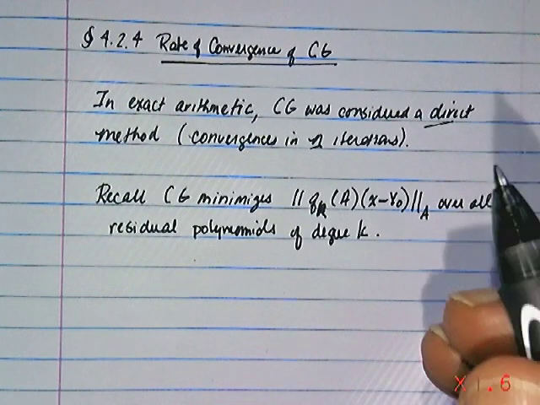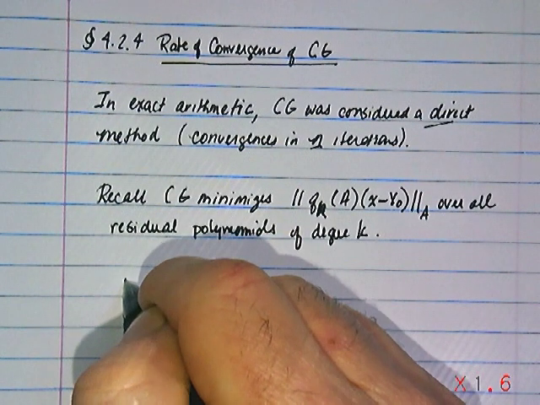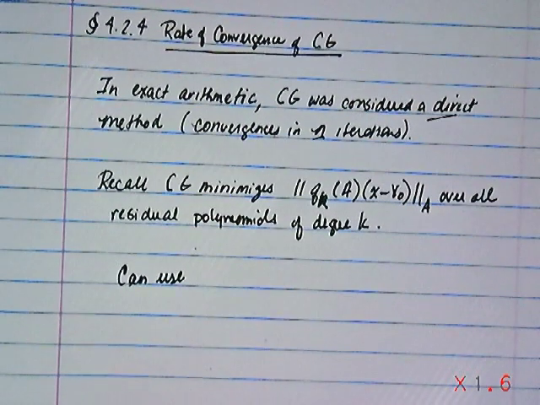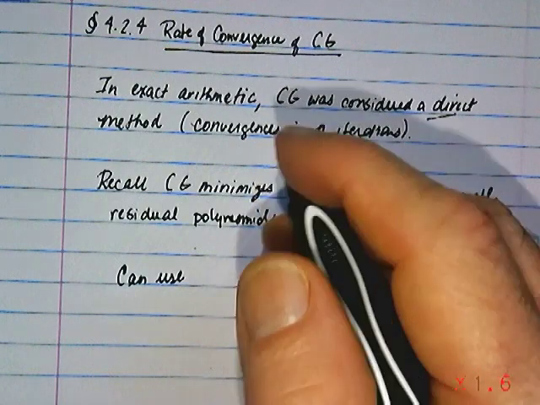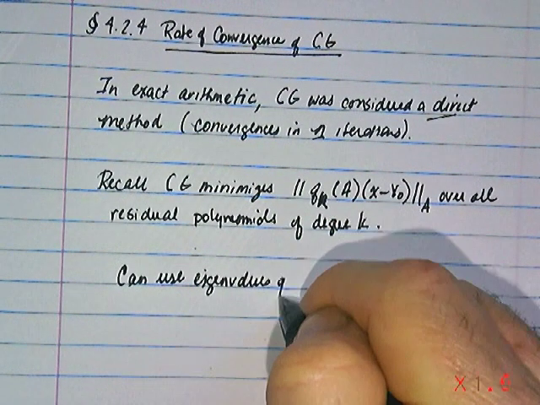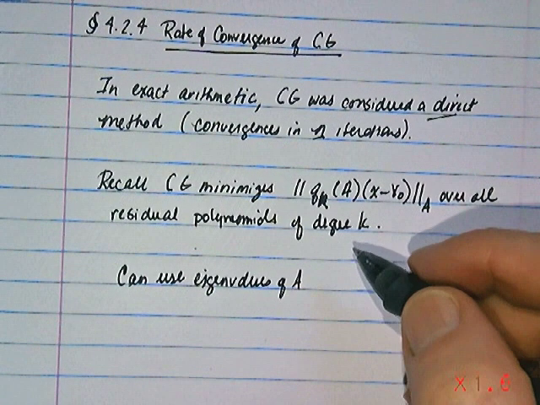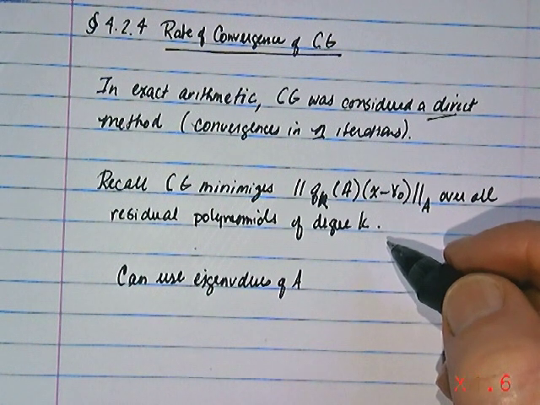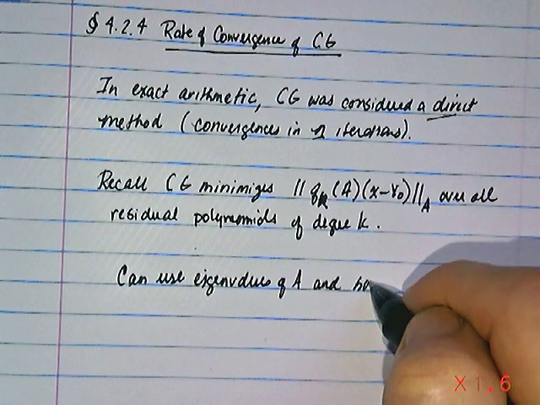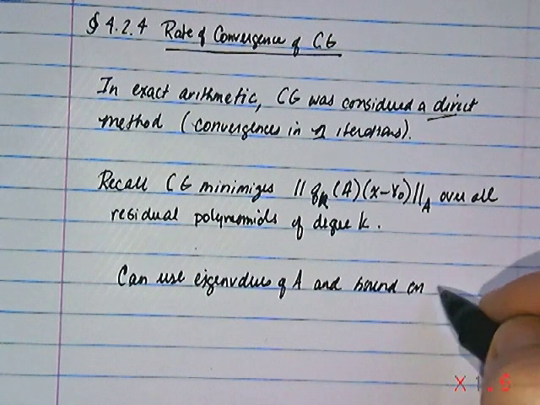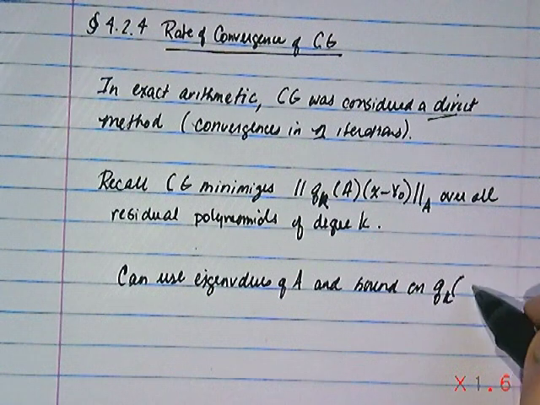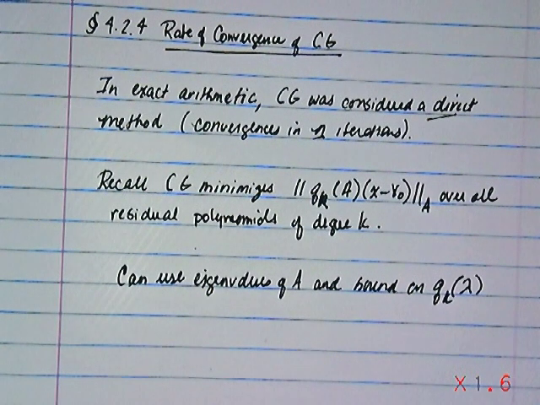So what we can do, though, is use the eigenvalues. Again, this is in terms of convergence properties. Spectral information, as you recall, I've said many times, determines everything usually. So we can use the eigenvalues of the original matrix, the eigenvalues of A, and a bound on Q_k, actually taking that polynomial and looking at bounding it in terms of an eigenvalue.